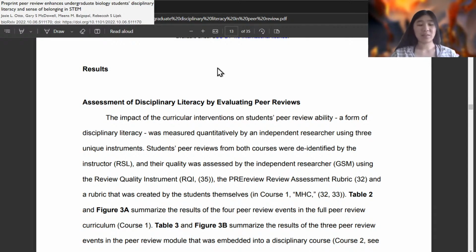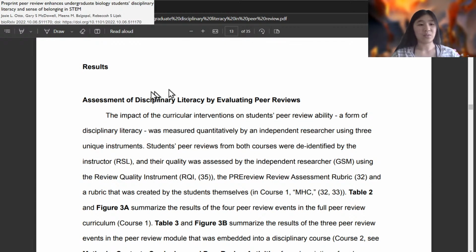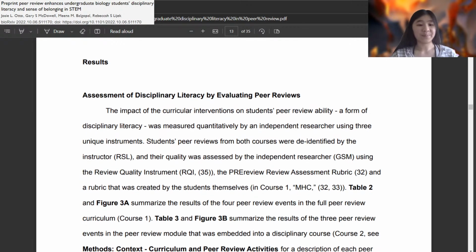So we're finally reading the results section today of the article. Let's jump right into it. Assessment of disciplinary literacy by evaluating peer reviews. As a reminder, disciplinary literacy for them means how well a college student can understand the article in their discipline or field of research. And in this case, it's biology.